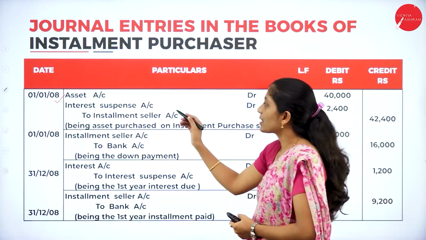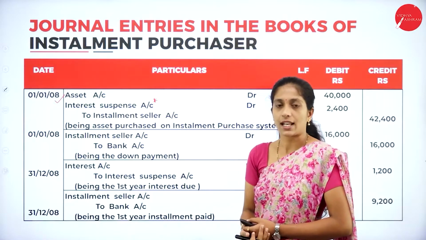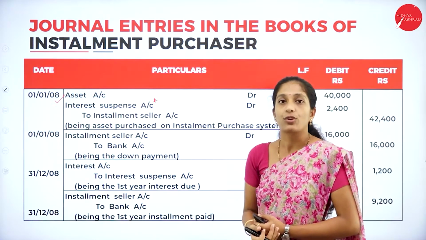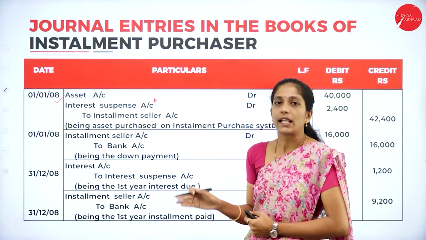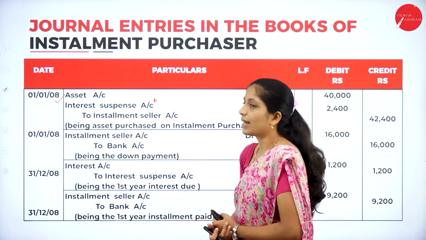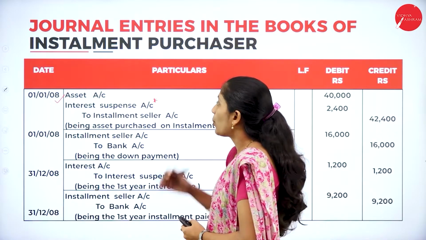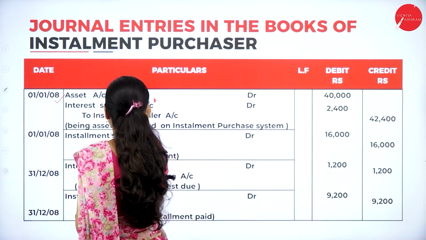So here there is a new account to be opened, that is the interest suspense account. Whereas in the hire purchase system, what was the entry? Asset account debit to hire seller account. Whereas here it is asset account debit, interest suspense account debit to installment seller account. So this is for what? Asset purchased. Now what is the asset here? In this question it is a motorbike.